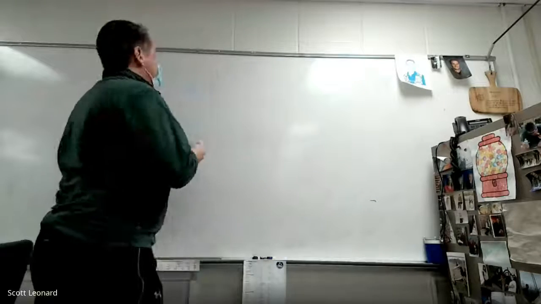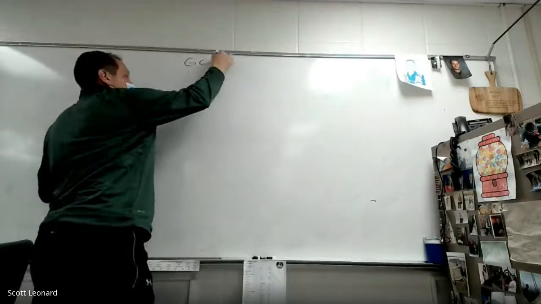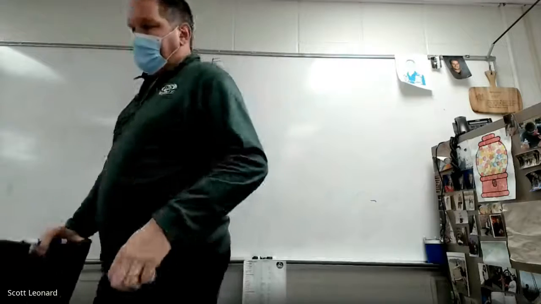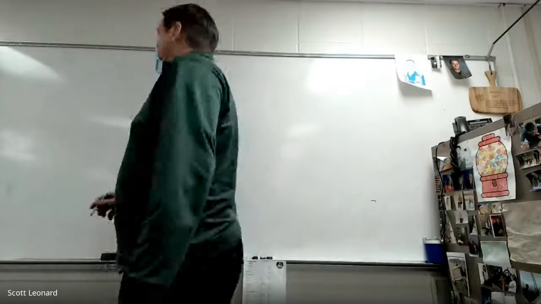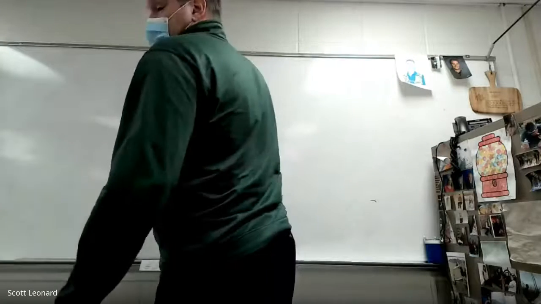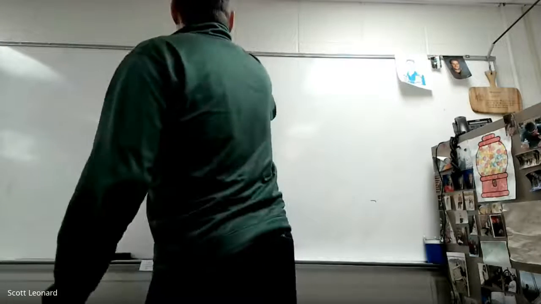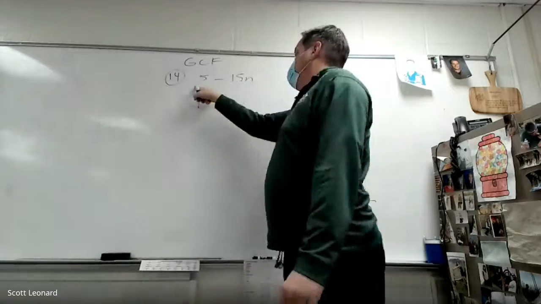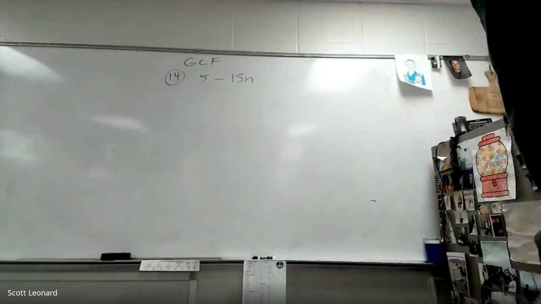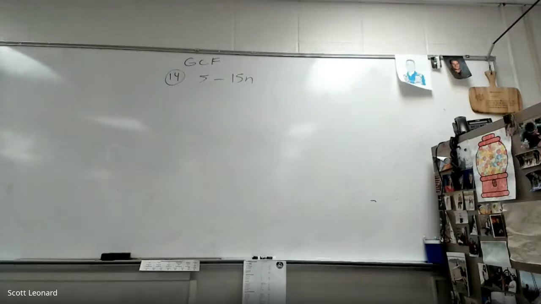Okay, the first factor method we learned is greatest common factor. Okay, we'll do problems. Let's do number 14 together first. We have 5 minus 15n. We have two terms. What is the greatest common factor separating those two terms? There's a 5 in both terms that we can pull out.